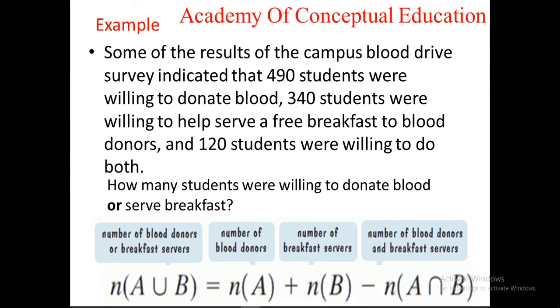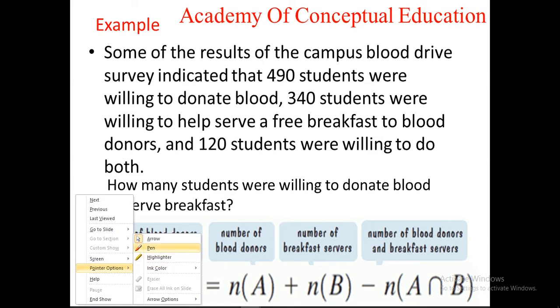So the formula you have to write here is that number of A union B is equal to number of elements of A plus number of elements of B minus number of elements of A intersection B. Now what does this term mean? Why are we subtracting the last term?